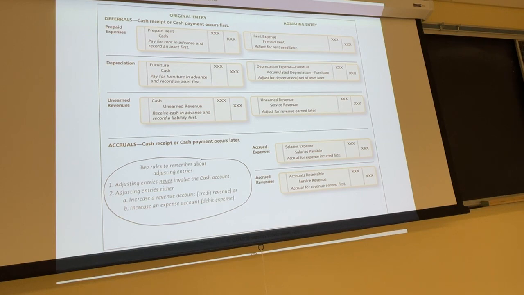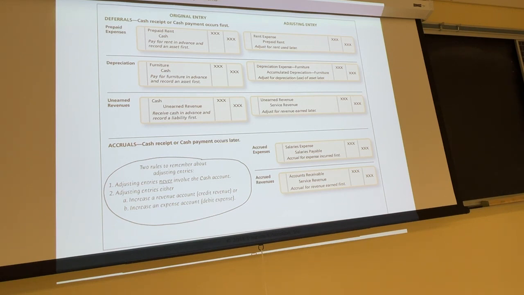Okay, here's an exhibit from the book, which is a good summary of what the different adjusting journal entries look like. And notice that it's only when you're doing a deferral that you have an original entry in addition to an adjusting entry. If it's an accrual, there is no original entry. There's only an adjusting journal entry.